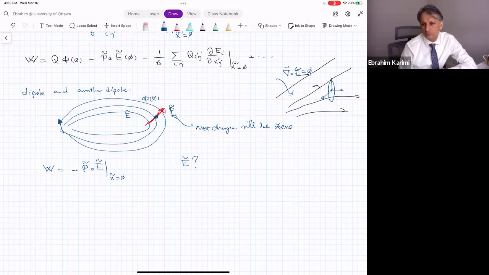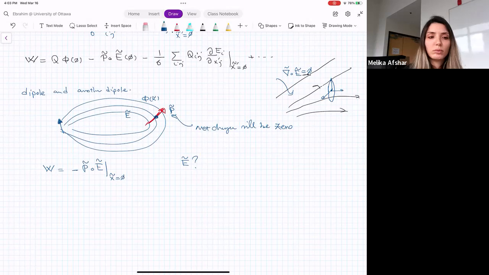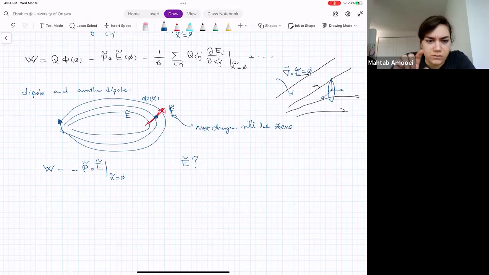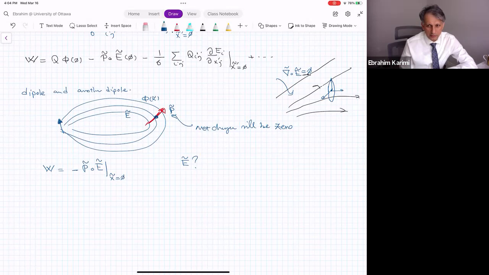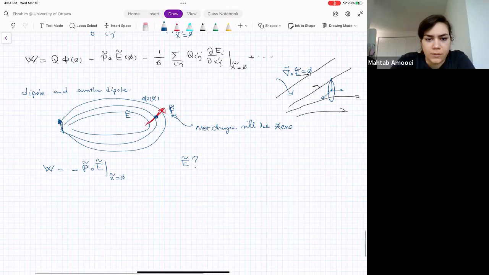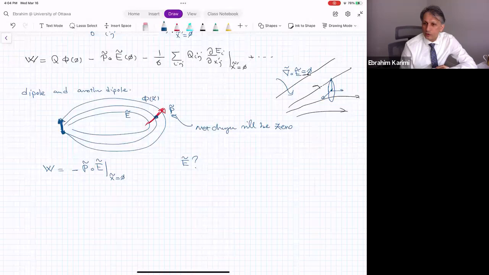Mahta? So what do you mean, which E? Shouldn't we just put the E in the position of X equals to zero? Yeah, but the E is created due to something, right? Yes. Due to which one? Which of those dipoles creates it? Left side or right side? Because we are considering the energy of the right side, we should consider the electric field of the left side. Exactly. So that is the electric field associated to the left side, right?